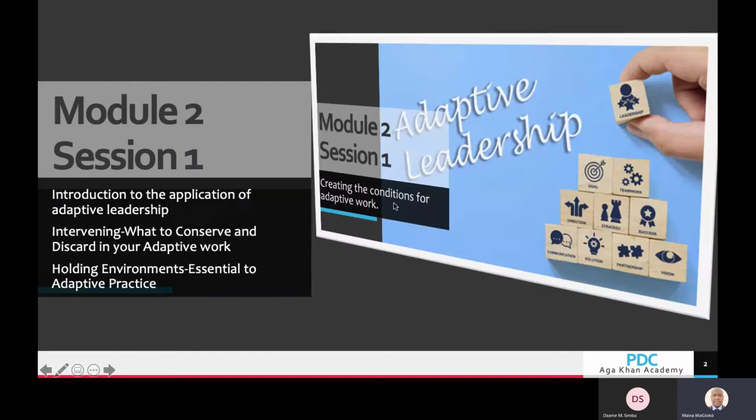So in module 2, session 1, we are looking at 3 things. Introduction to the application of adaptive leadership, intervening, what to conserve or discard in your adaptive work, as well as holding environment. Why is it essential to have a holding environment?